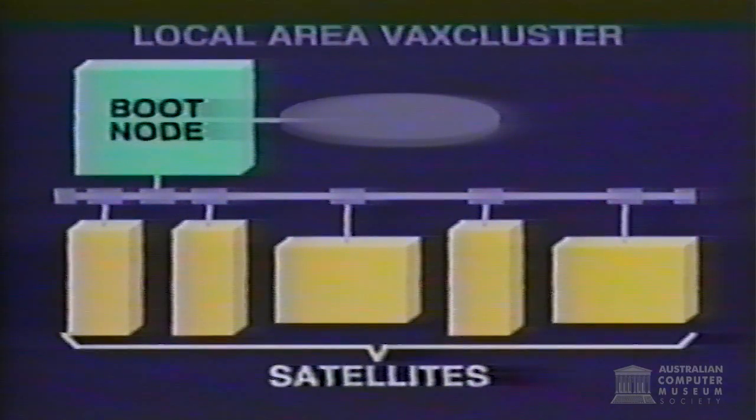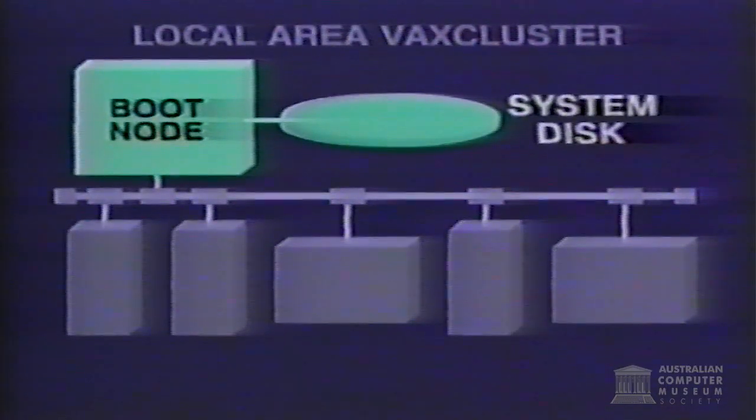One computer is set up as the boot node. The other VAX computers and workstations function as satellites. It's also possible to configure the local area VAX cluster with two boot nodes. The boot node generally manages all shared resources in the local area VAX cluster.